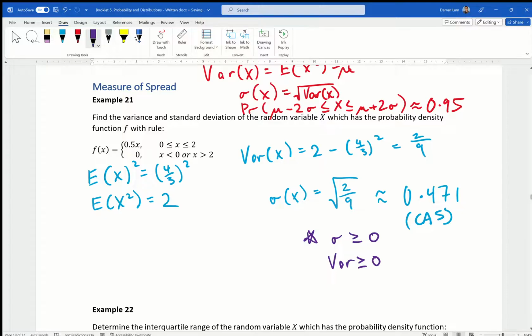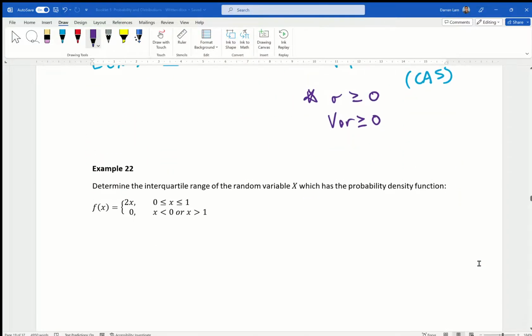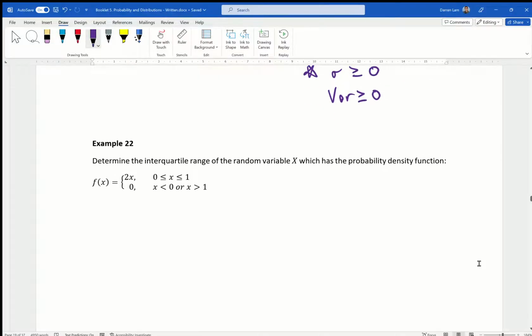Okay, let's move on. Question 22 says, determine the interquartile range of the random variable x, which has a probability density function, etc. A different function for once. So the interquartile range, remembering, is from Q1 to Q3. Find the middle 50% of data. I'm just going to draw a diagram again, just in case. So that's our min, that's our max, that's our median. I'm just going to write MED for median. That's Q1 and that's Q3. We're just focusing on this part here.